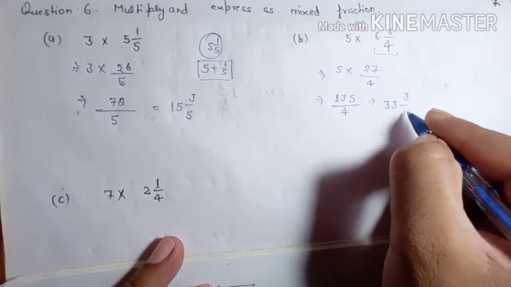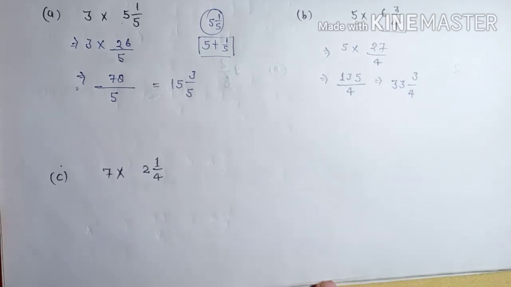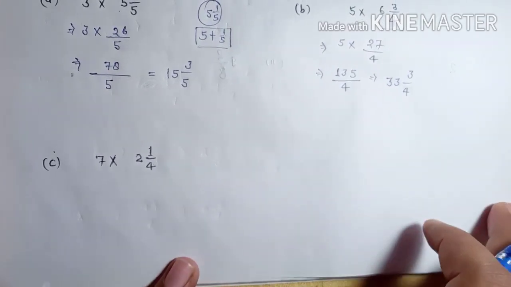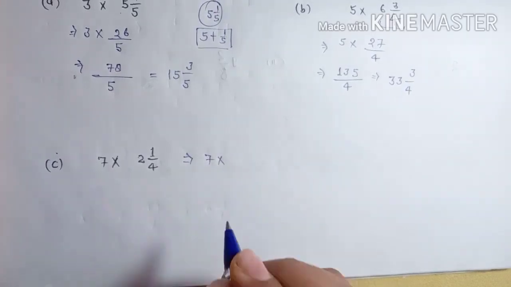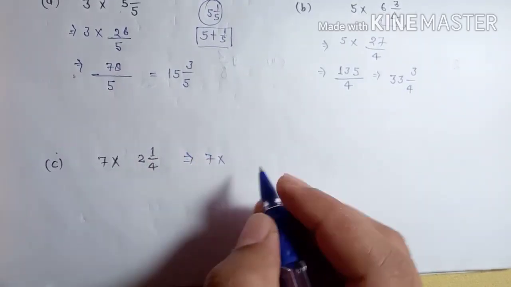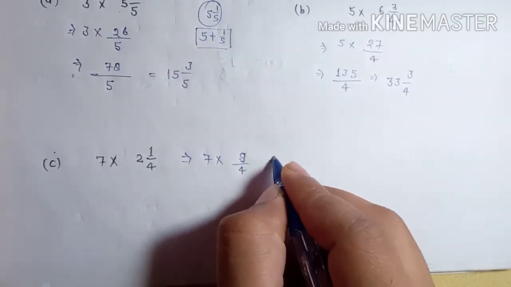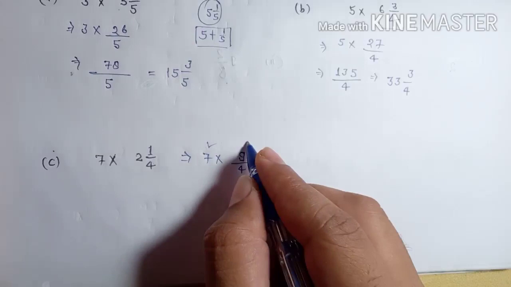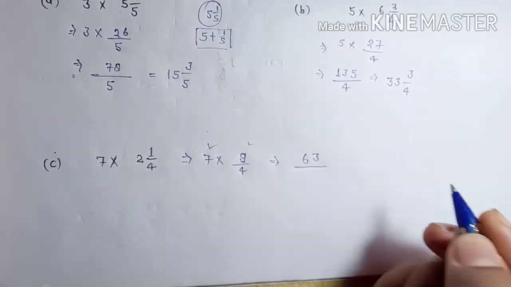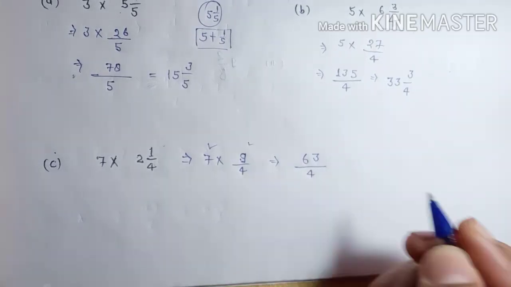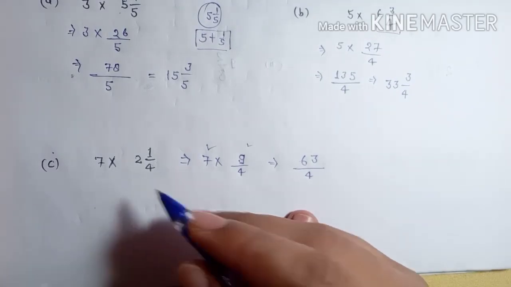3 upon 4. We have the third part of the question, that is 7 into 2 whole 1 upon 4. So first make it in the improper fraction. 4 2s are 8. 8 plus 1 is 9. 9 upon 4. Now multiply this whole number and this numerator. 9 7s are 63 and upon 4. Here 63 upon 4 is the multiplication of these two numbers.